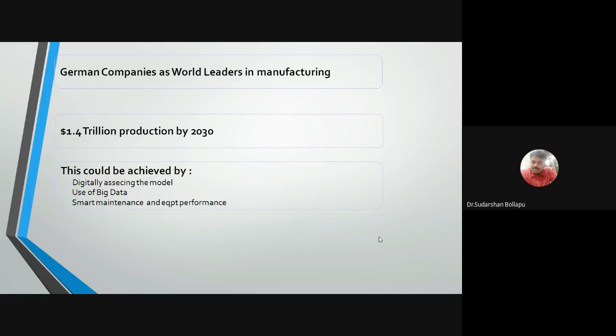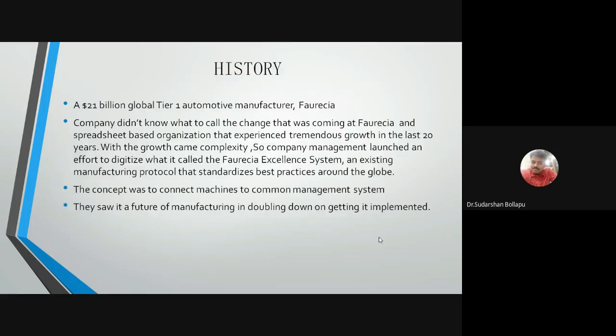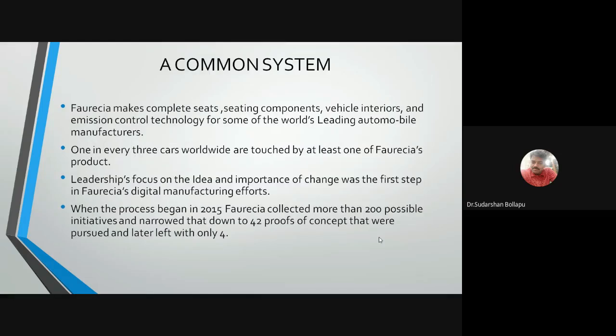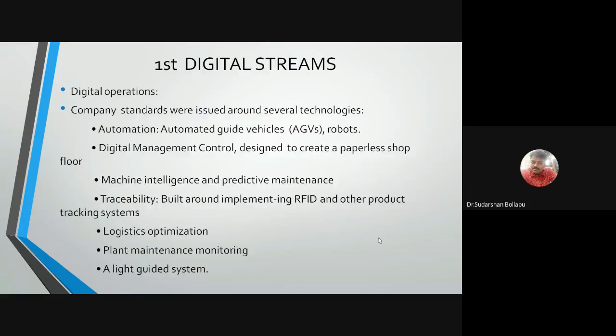I think this is digital manufacturing once again. History, these are all the things, there is no time. There are four aspects of digital manufacturing. I will explain the first stream, second stream, third stream, and fourth stream. So this is the first digital stream.